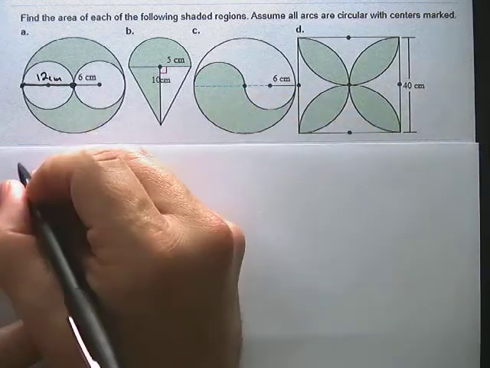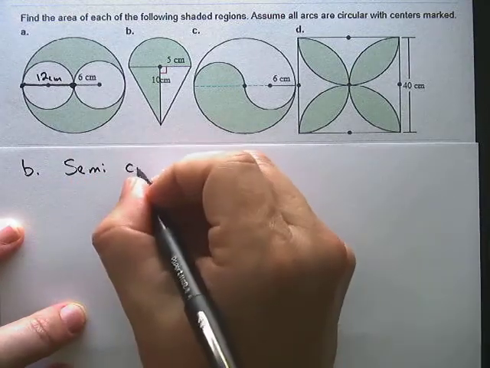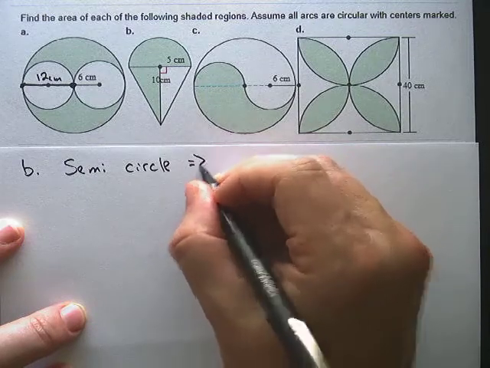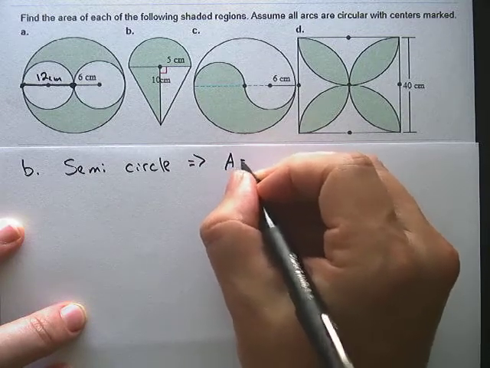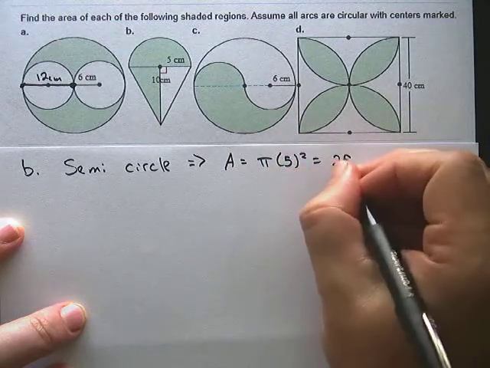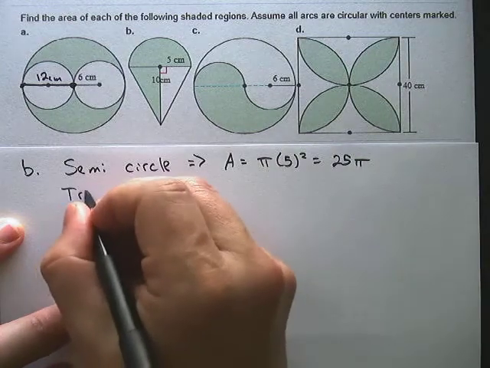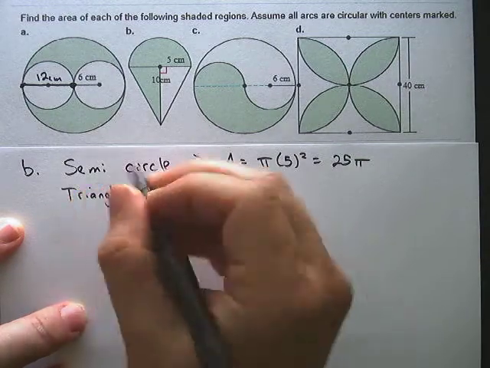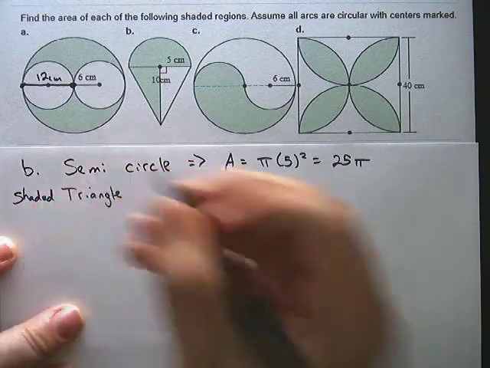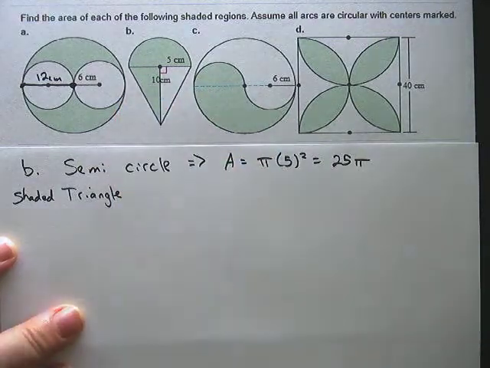So for B, first figure out the semicircle. The area is pi r squared. Pi times 5 squared equals 25 pi. And now for the triangle, and this is the shaded triangle. Let me write that down. Shaded triangle, not the entire triangle, which includes both. It's just the green one there.